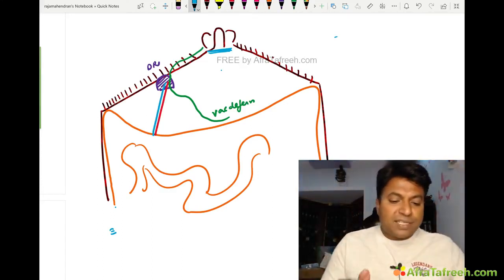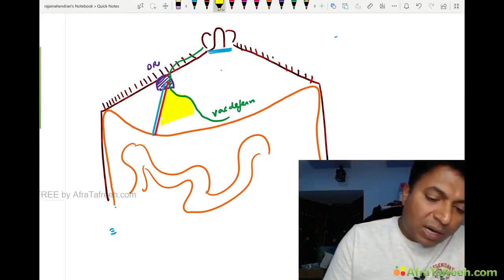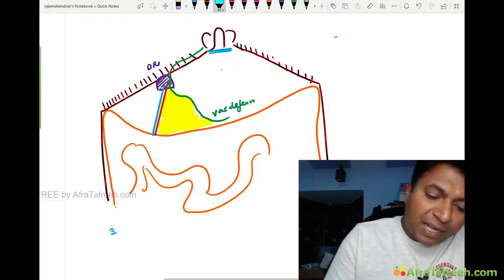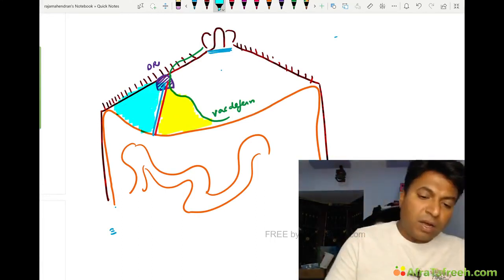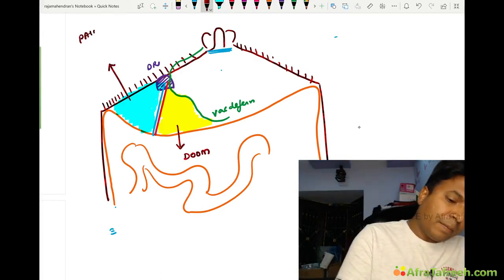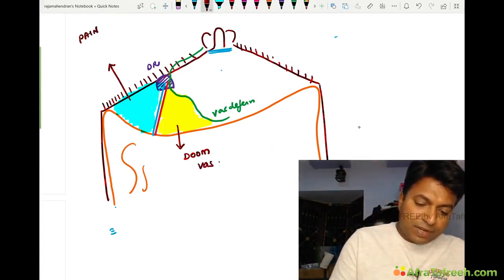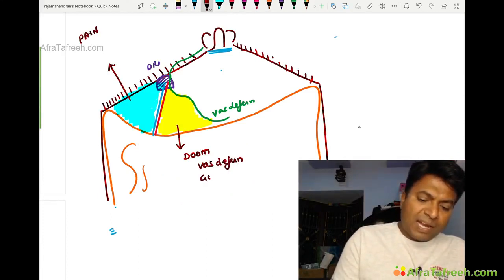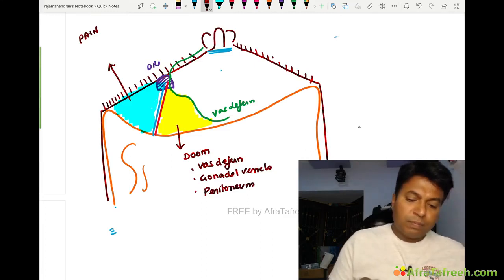Now you can see the two triangles are already formed. So this triangle which I am highlighting in yellow color is what triangle, and this triangle I am highlighting in blue color is what triangle. These are the two triangles, an essential point you should know for the exam. So this is the triangle of doom. This is the triangle of pain. The triangle of doom is bounded by the vas deferens, gonadal vessels and the reflected peritoneum. These are the boundaries of the triangle of doom.